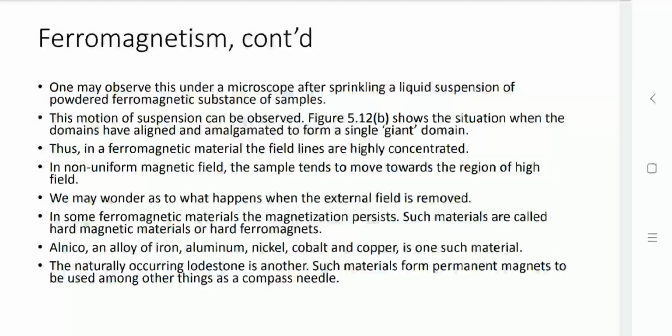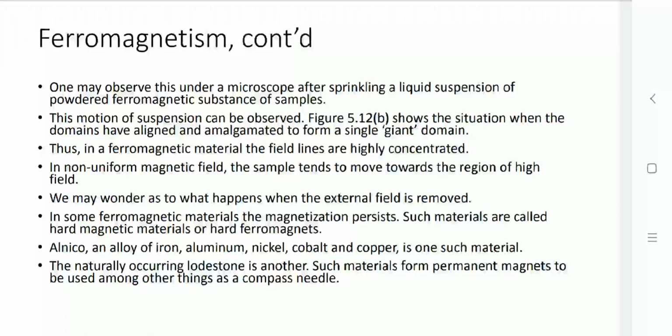Initially we applied the external magnetic field, and all the field lines are towards the external field, so they give you the effect of ferromagnetization. After producing that magnetization, when we remove the external field, that magnetization remains constant. Such a material is known as a hard magnetic material or hard ferromagnet, like alnico, an alloy of iron, aluminium, nickel, cobalt and copper.